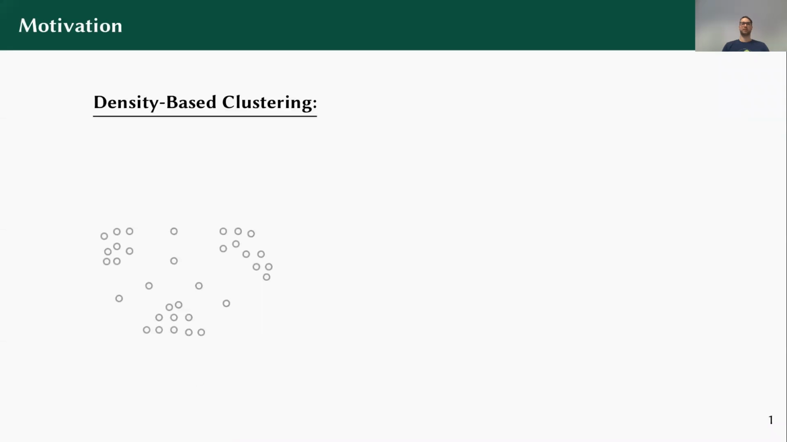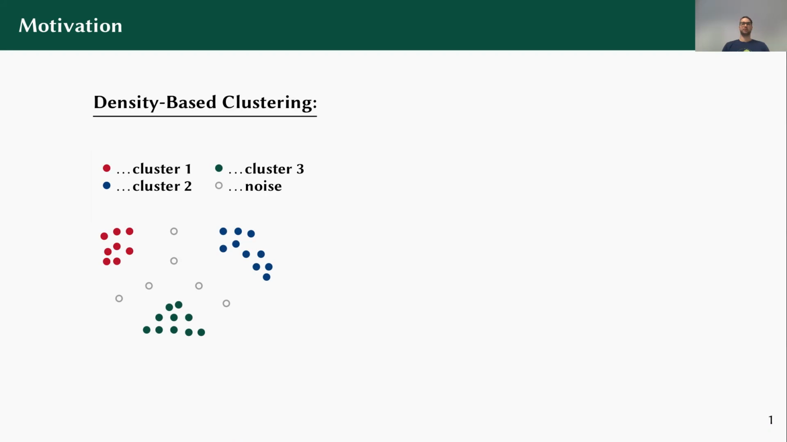To start off, let me briefly introduce density-based clustering by example. We are given a set of data points and want to identify so-called clusters. A cluster is a dense region that is separated by a low-density region. In our example, there are three clusters, red, blue, and green. The remaining data points are considered noise.